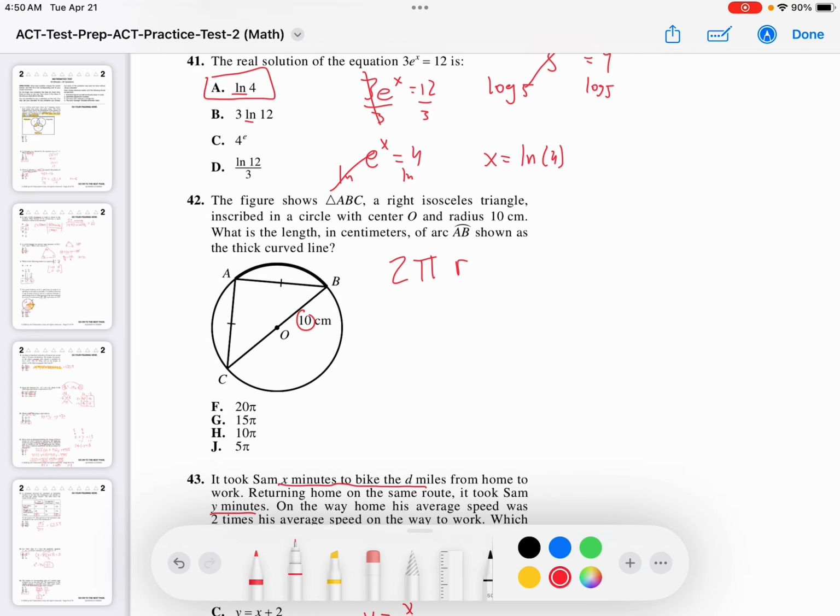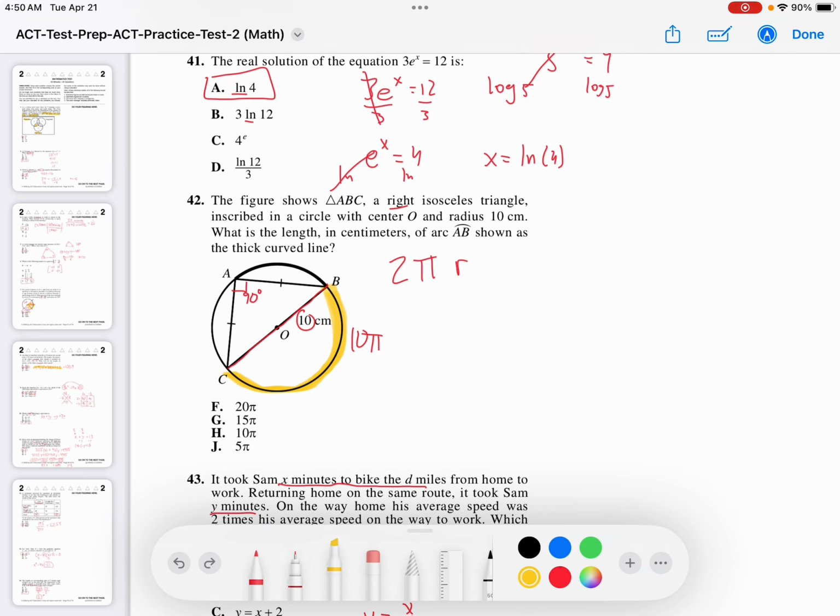Since this is a right isosceles triangle, that makes this a 90-degree angle, and that means this is the diameter, because it says that this is the radius, so this line would be the diameter, which means this section of the circle is half of the arc length. So that would make it pi r, and our radius is 10, so that would make it 10 pi for this big long length.